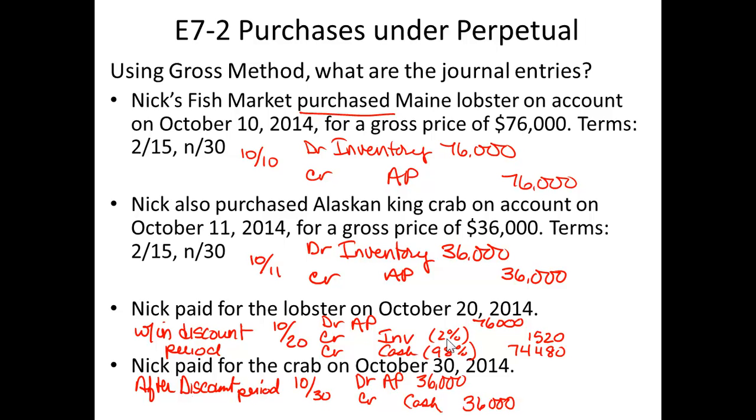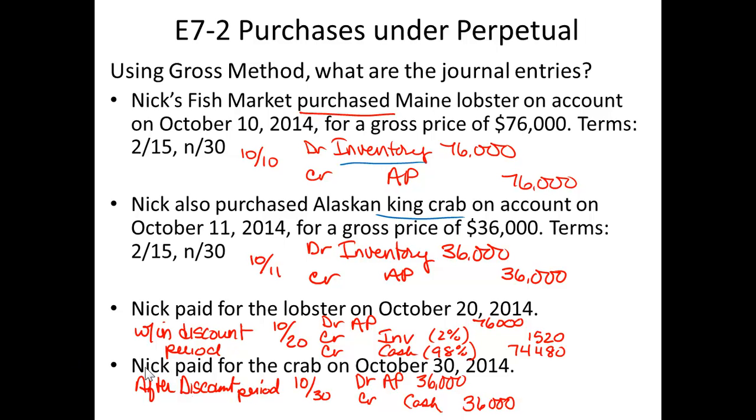Here's an example. So here we have Nick's fish again. He's purchasing Maine lobster on October 10th. We debit the account inventory for $76,000, credit accounts payable. When he buys king crab, we also debit inventory, credit accounts payable.